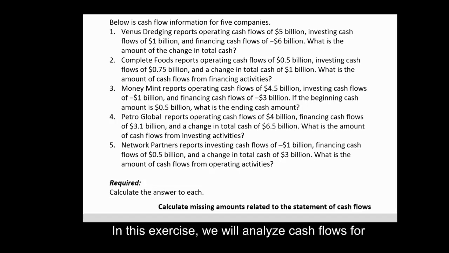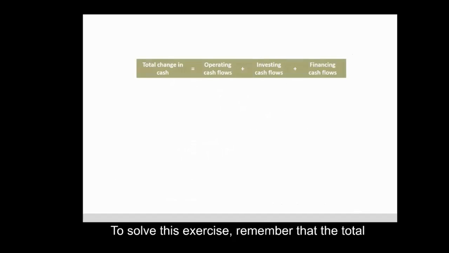In this exercise, we will analyze cash flows for each of the following transactions. To solve this exercise, remember that the total change in cash for a period is equal to the sum of cash flows from operating, investing, and financing activities during the period.